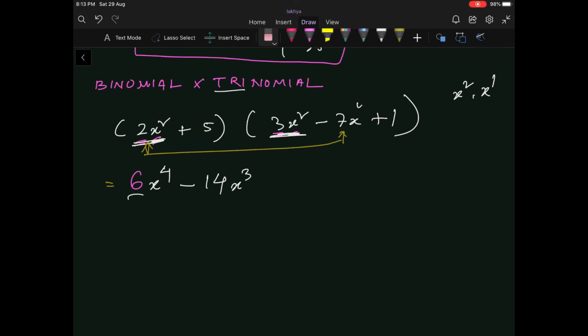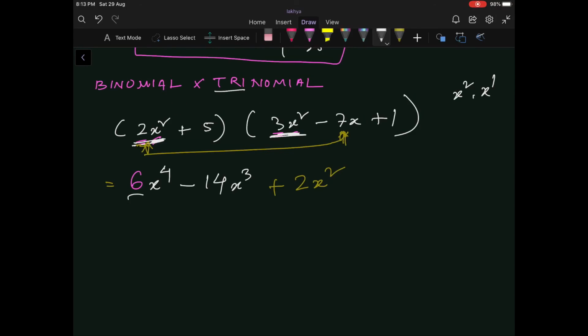Now we have multiplied the first term with the second. Now we have to multiply the first term with the third term of the second polynomial. Here you see both are positive, so the sign will be positive. 2 1s are 2, x square is in this term only, not there, so that's why only x square here.